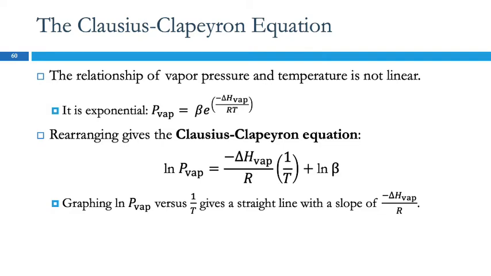Those vapor pressure curves are not linear, right? They're curves. And it is an exponential function, and this is what the equation looks like.